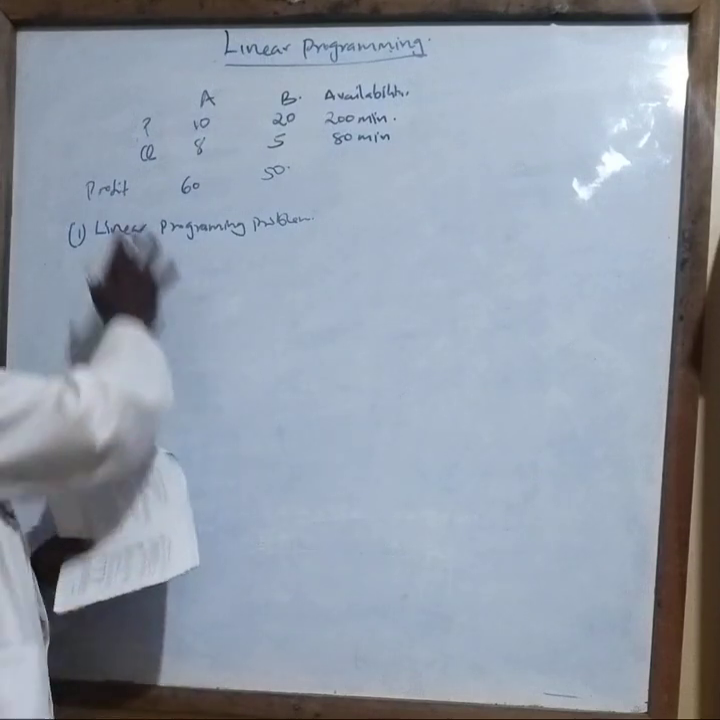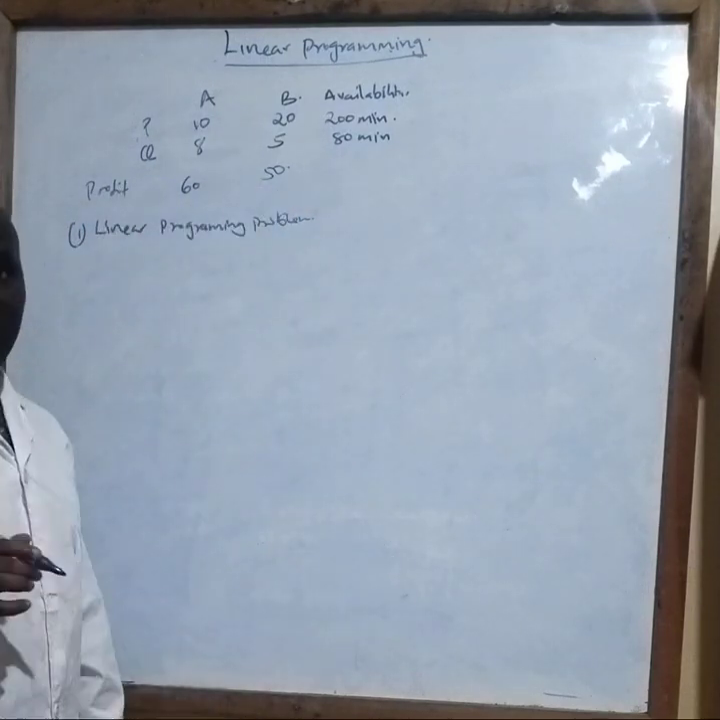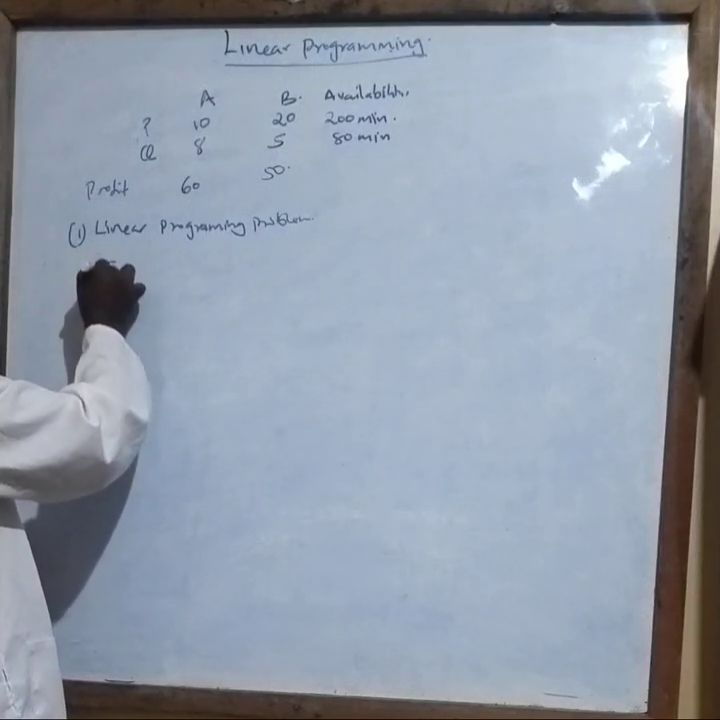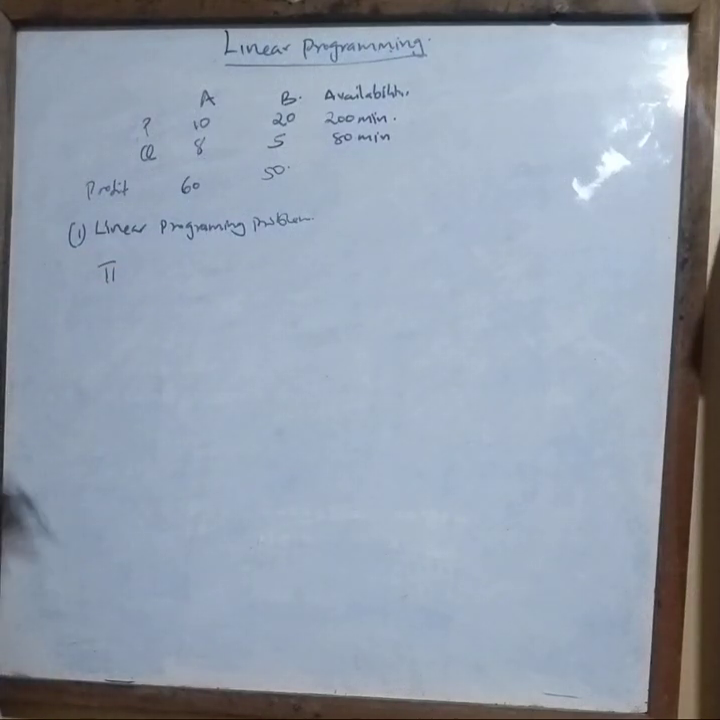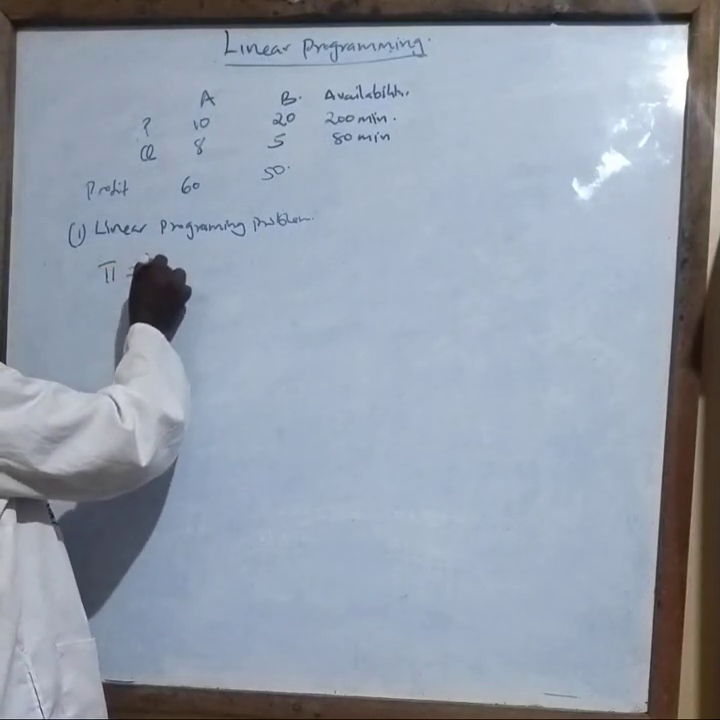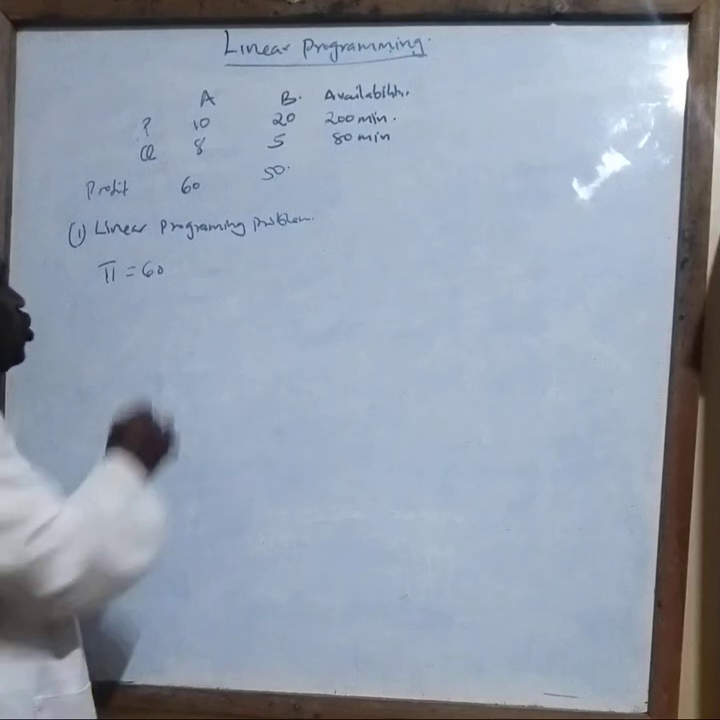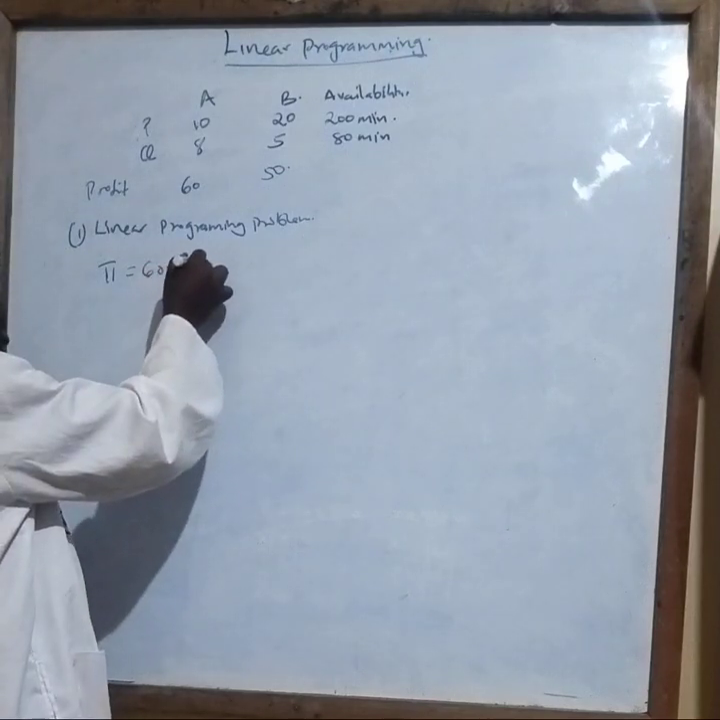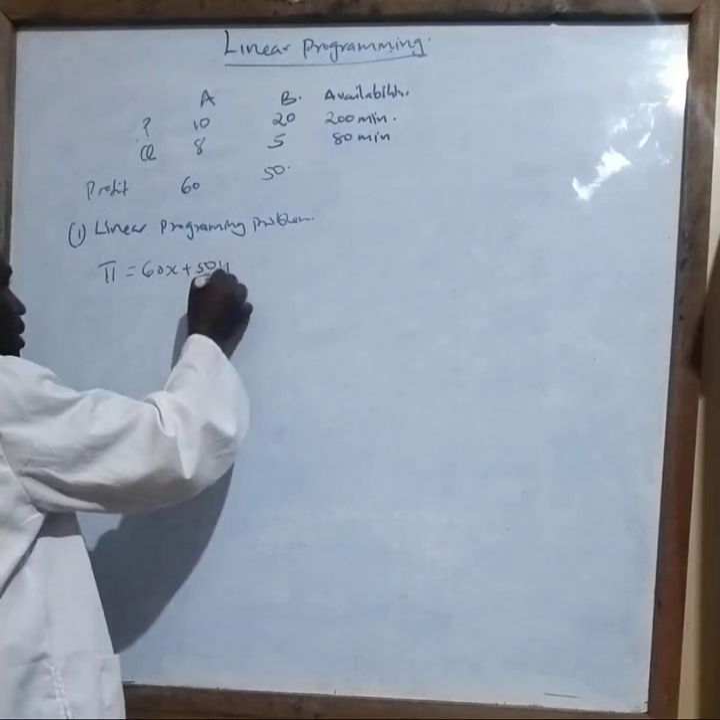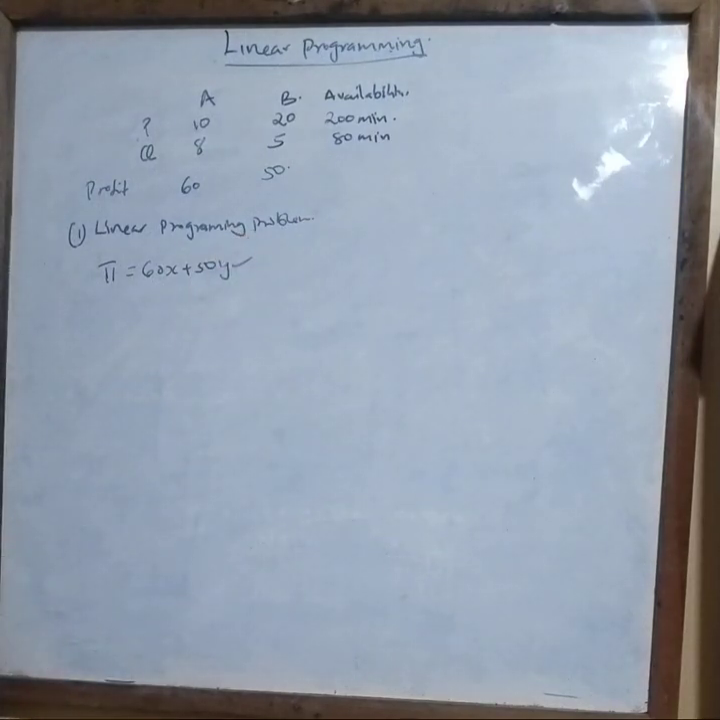So let me begin from the objective function. Now we say the profit, that is a symbol for profit, or you can put Z or whichever letter you want, should be equal to 60 times how many units for A? You don't know, put X, plus 50 shillings times how many units for B? Put Y. So that is already the first equation.